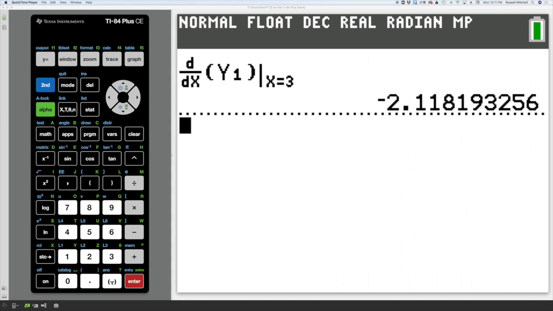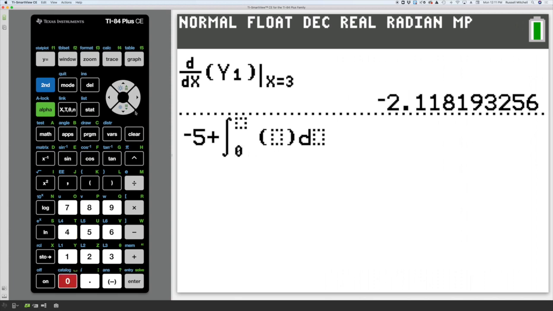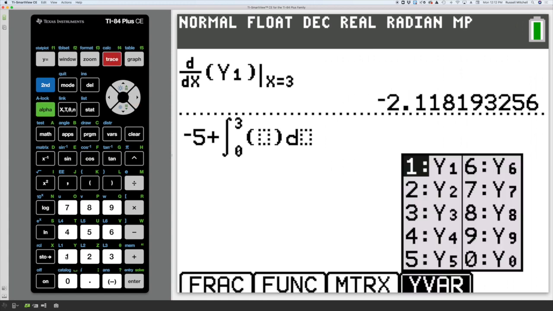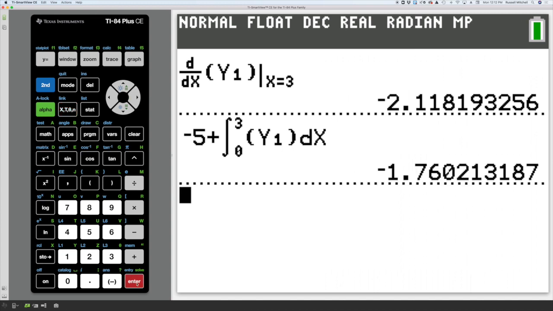So we want to type in -5 and then plus, and then alpha window for the integration, number 4. And we want to integrate from 0 to 3. Our velocity function was stored as y1, so we press alpha trace y1, x, and press enter, and we get -1.7602, so that would just be -1.760 or -1.76, and that's our answer to this.